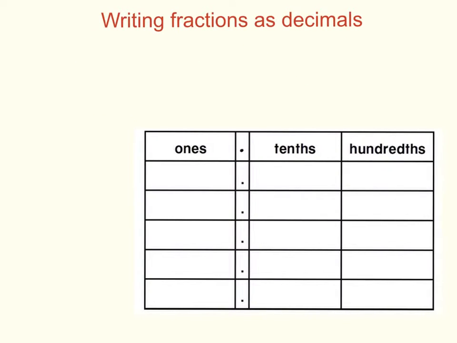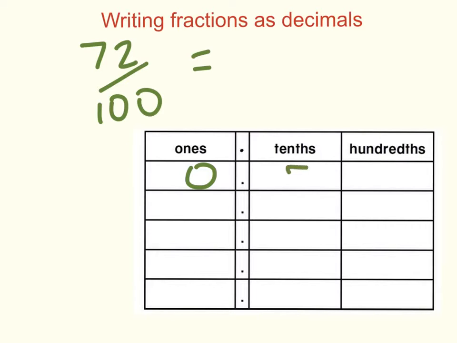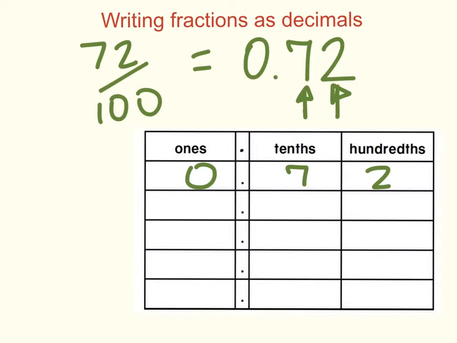Here's another example. What if I have 72/100? How would I write that as a decimal? Well, I have 0 ones and 72/100. Notice that the 2 is in the hundredths place value. So I would write that as 0.72. This is my tenths place value. This is my hundredths. So because I'm talking about hundredths, I should have up to my hundredths being shown in my decimal.